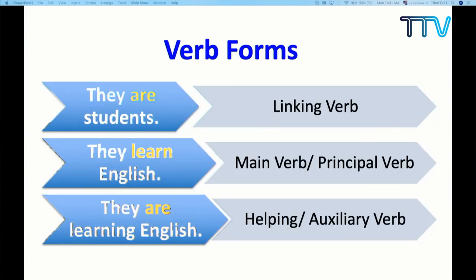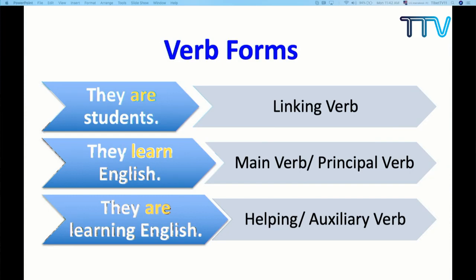Okay, now let us see. They are students. The word are is a verb. What form of verb is this? This is a linking verb. Now, why is this a linking verb? Because the word are links students to they. You got it? So this is a linking verb. Second one, they learn English. Learn is a verb. What type of verb? What form is this? This is the main verb, or the principal verb.